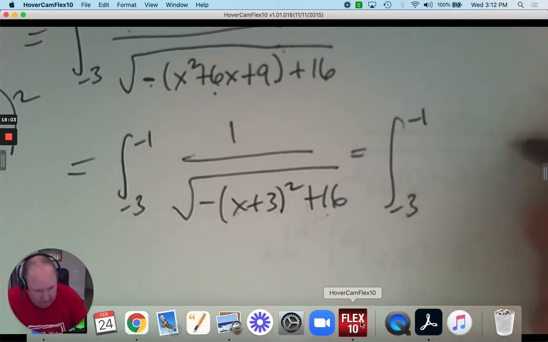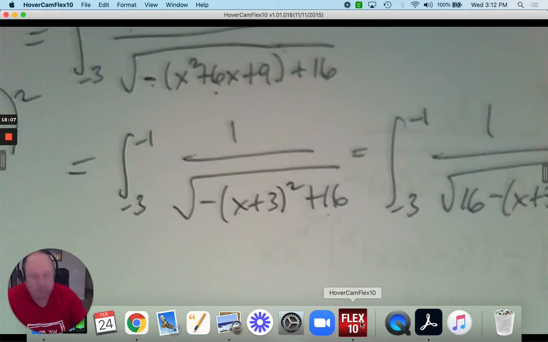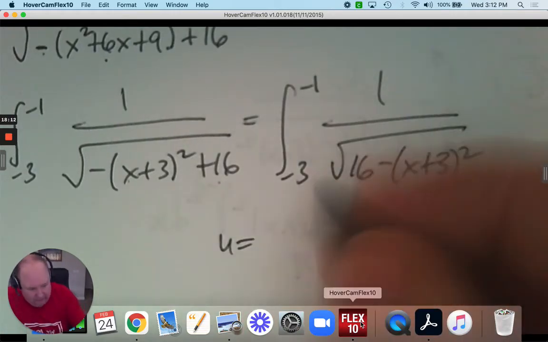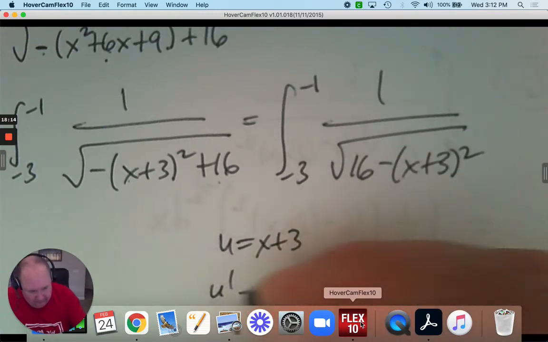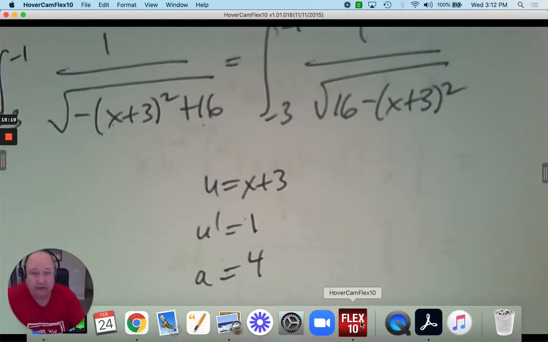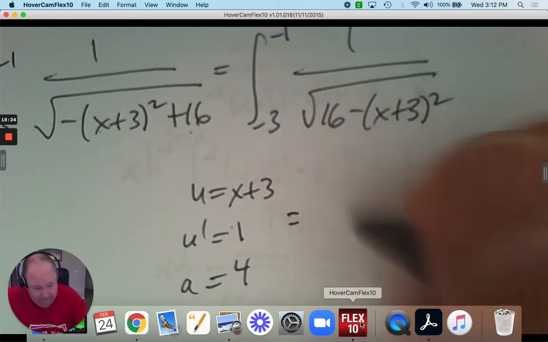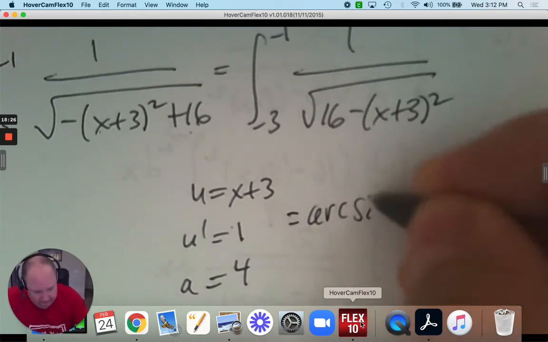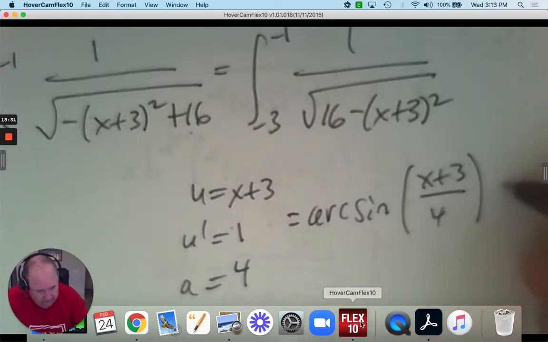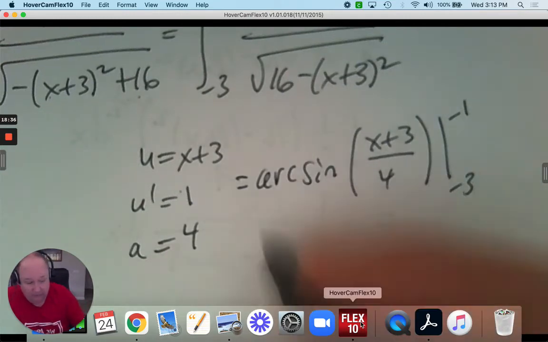This is definitely arc sine. U is x plus 3. U prime is 1. And a is 4, the square root of 16. So if I put it together, it is arc sine u over a, and we're integrating from negative 3 to negative 1. So we still have more steps here.